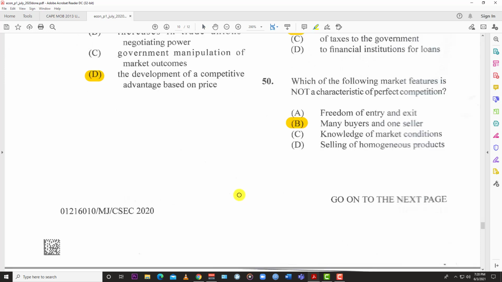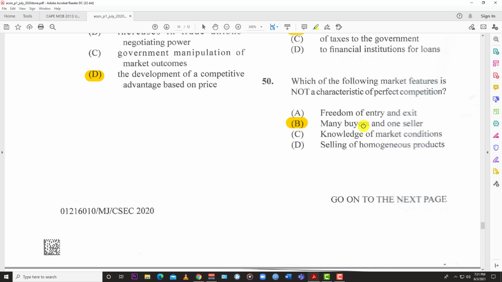Number 50. Which of the following market features is not a characteristic of perfect competition? The answer we chose here is, of course, B. Because A, freedom of entry and exit, yes, it's a characteristic of perfect competition. You can enter and exit the market as you desire. There are no barriers to entry or exit. Then knowledge of the market conditions. Yes, there's perfect knowledge. Everybody knows the market price. Selling of homogeneous products means that all the products are basically similar.